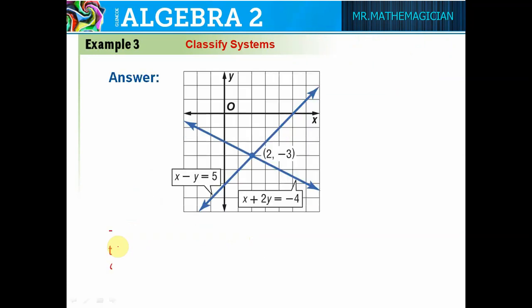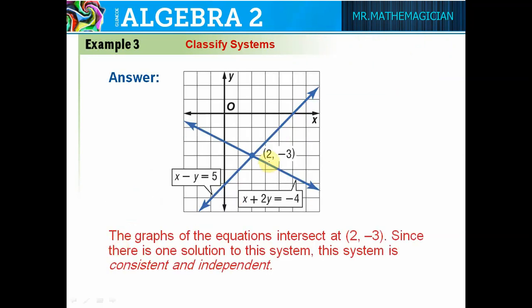Now you can graph the two lines. It's clear that the two lines intersect at one point, which is (2, -3). So the graphs of the equations intersect at (2, -3). Since there is one solution to the system, this system is consistent and independent.